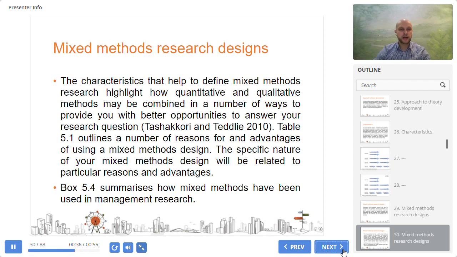Box 5.4 summarizes how mixed methods have been used in management research. Please take your time, and on the following two slides you will be shown box number 5.4 and table 5.1.